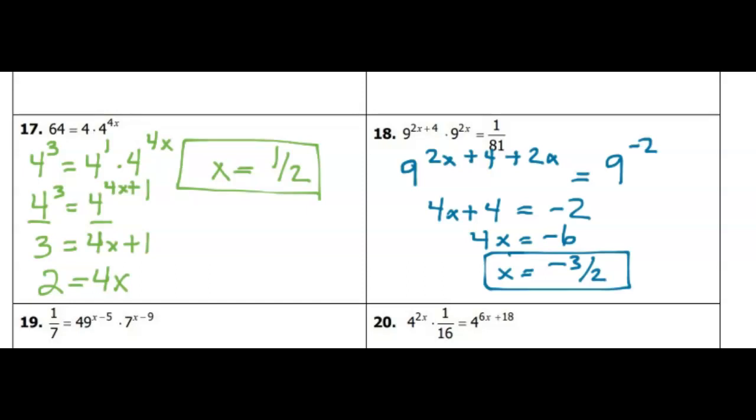So the practice today, you'll have to do some solving, use some scratch paper, and you'll be able to check all of your answers as always in solving equations.